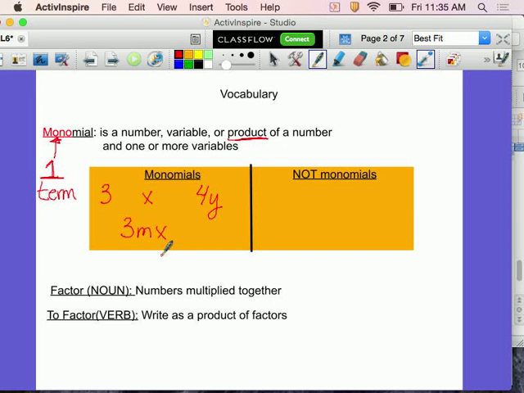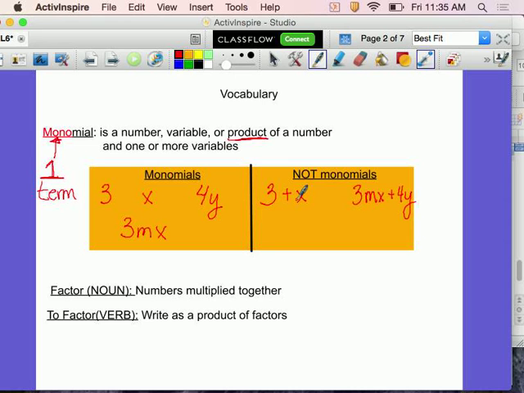That's 5 different monomials. Things that are not monomials are things with more than one term. So like 3 plus x, that's not a monomial. That's 2 terms. Or 3mx plus 4y, not a monomial. Okay, so we're going to work on factoring monomials out of some non-monomial expressions. That's what we're going to do.